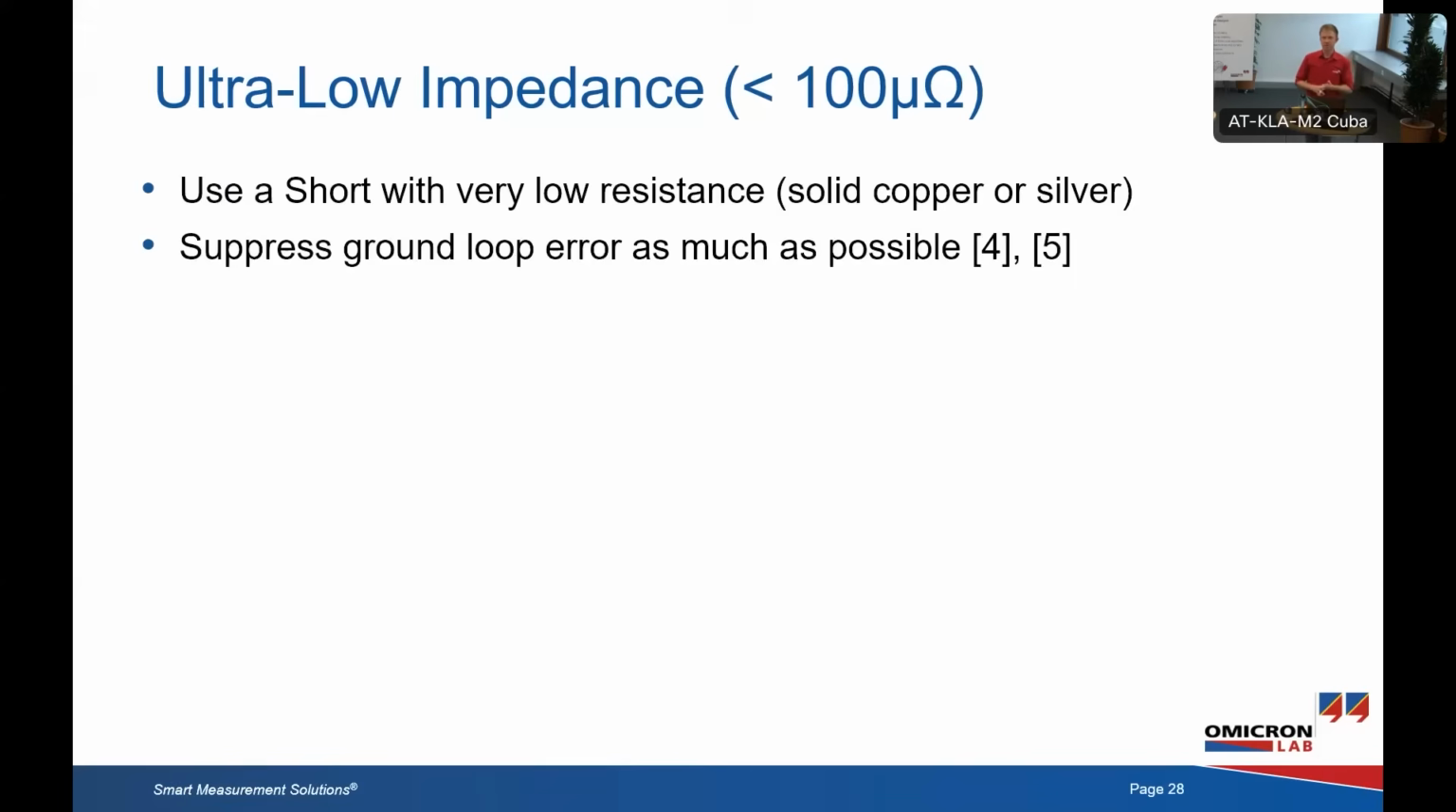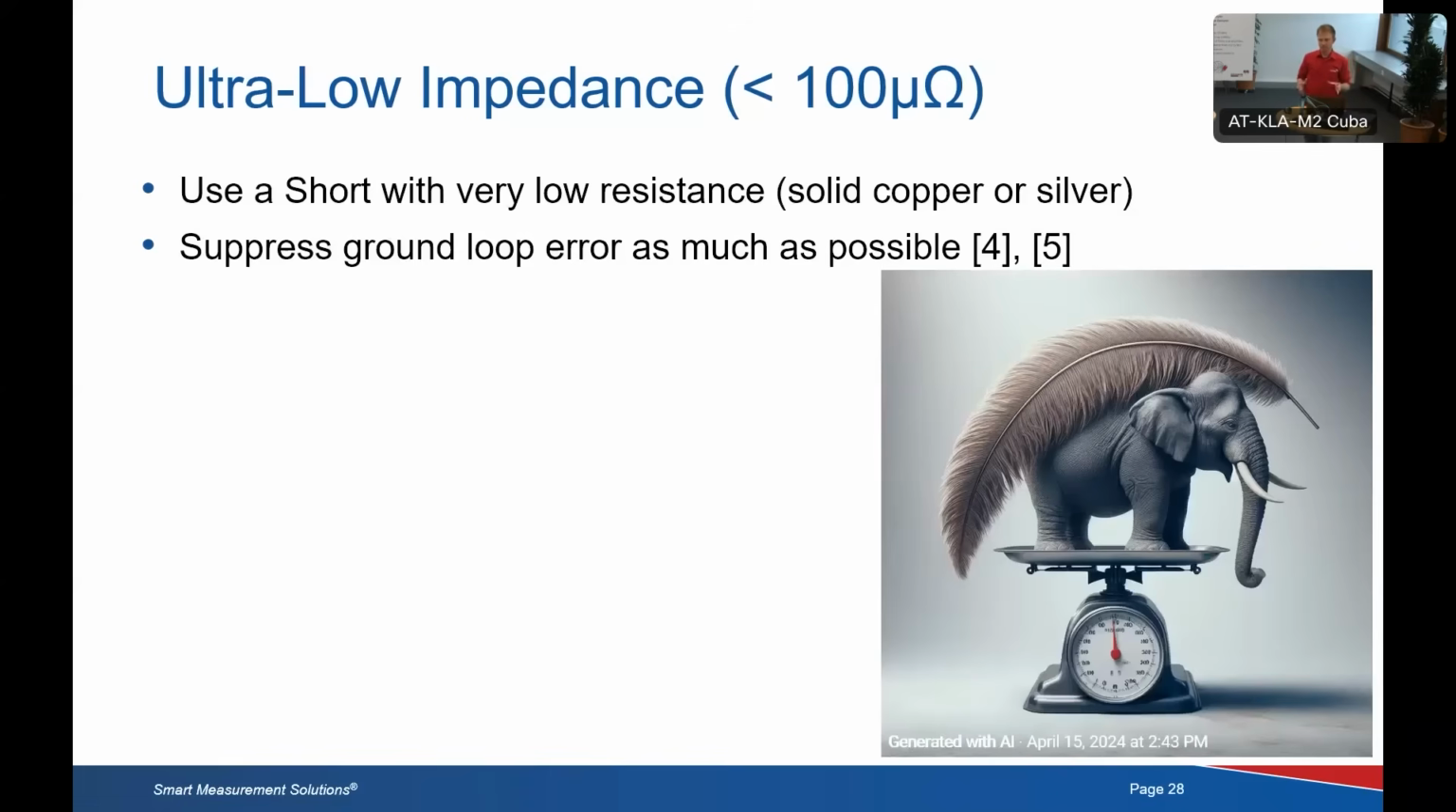Also, make sure that you suppress the ground loop error as much as possible. There are some papers from Steve Sandler and Van Dannen where they calculated how much ground loop error you're going to have depending on the common mode rejection. And the lower you want to get in the microohm region, the more common mode rejection you need. Why? The better the short is, and the lower the ground loop error is, the less you need to subtract to get to the value that you want.